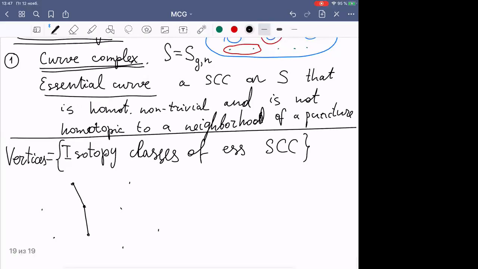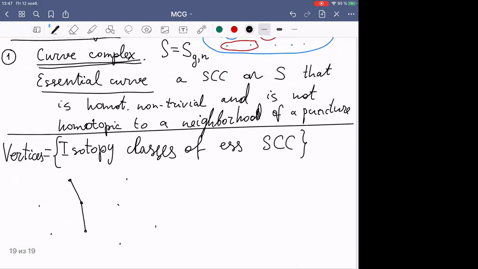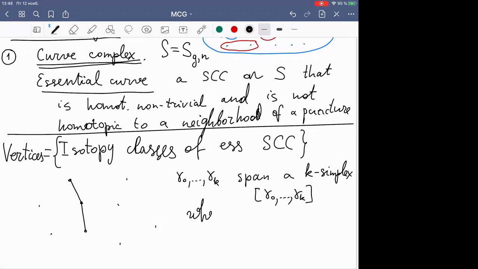Well, so when we span a simplex, if gamma zero, ..., gamma k are isotopy classes of essential simple closed curves, then gamma zero, ..., gamma k span a k-simplex. I will denote this simplex by gamma zero, ..., gamma k in square brackets. So they span a k-simplex whenever gamma zero, ..., gamma k contain disjoint representatives.